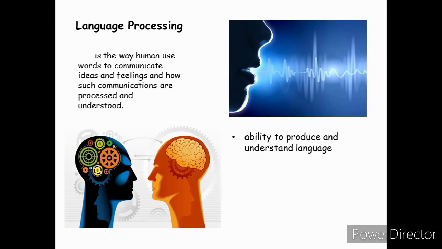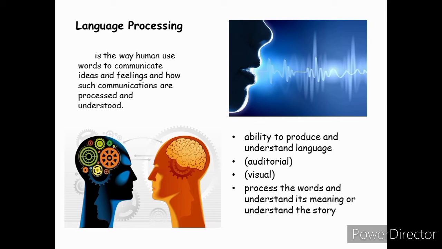Connecting the topic language processing with the video. Language processing is the way humans use words to communicate ideas and feelings, and how such communications are processed and understood. Most of us have the ability to produce and understand language, and here it shows how language processing helps us in understanding the video from what we heard, which is auditory, and what we see, which is the subtitles, or visual, and how we process the words and understand their meaning or understand the story.